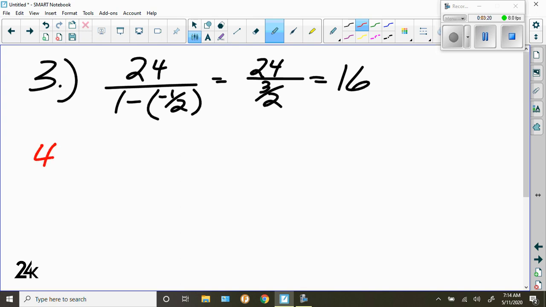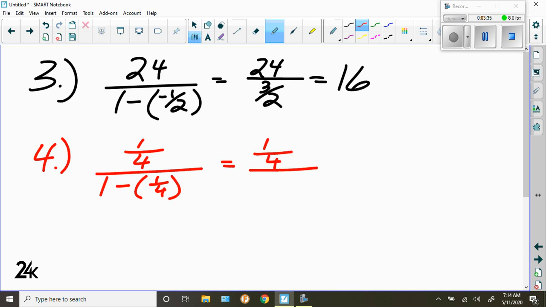Number 4. The first term is a fourth. Then that's always a 1. And then look, you are multiplying by a fourth. Interesting. So that would be 1/4 over 3/4, which is 1/3. Fractions scare me.